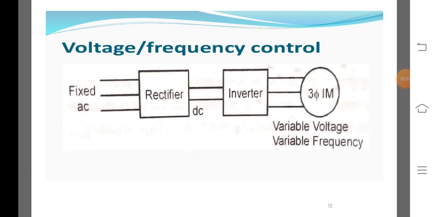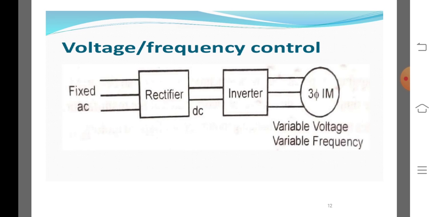Hi everyone, let's go with the voltage and frequency control method. Other names for this constant voltage and constant frequency control of induction motor are constant volts and constant hertz control of induction motor. This is the block diagram of the voltage and frequency control method.